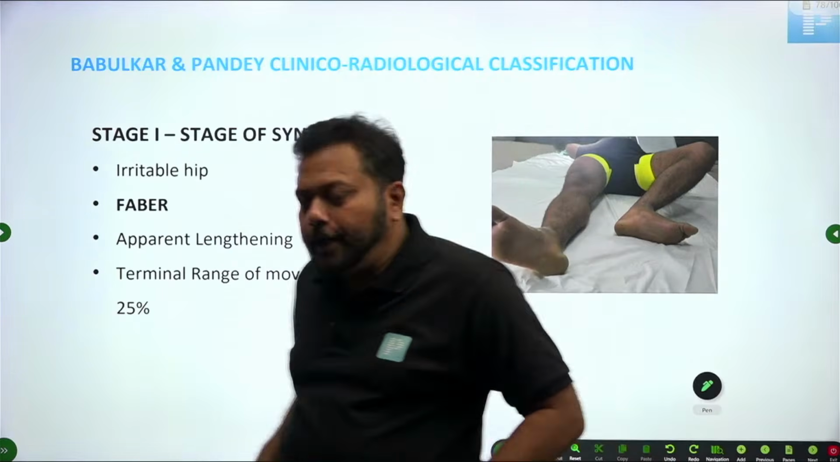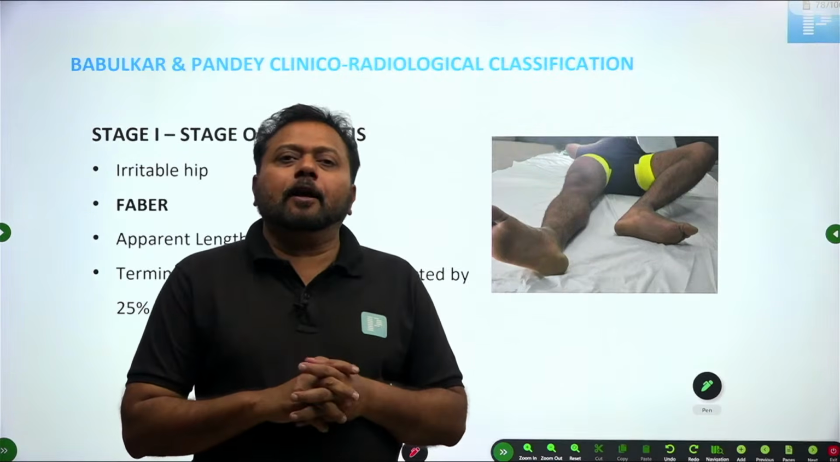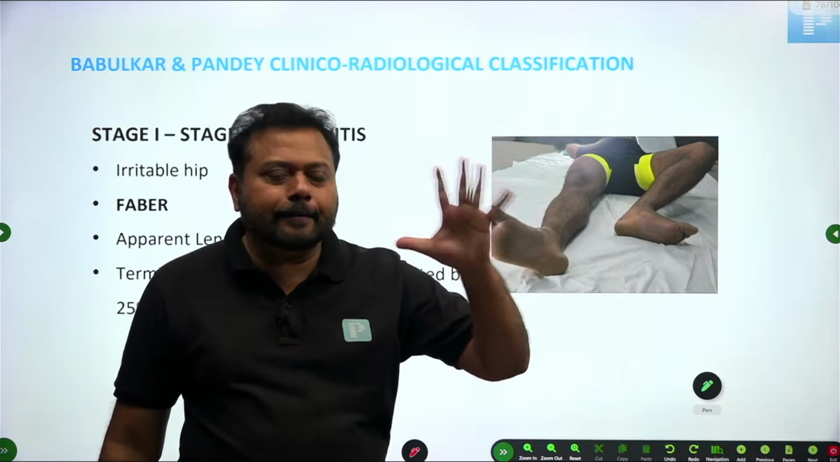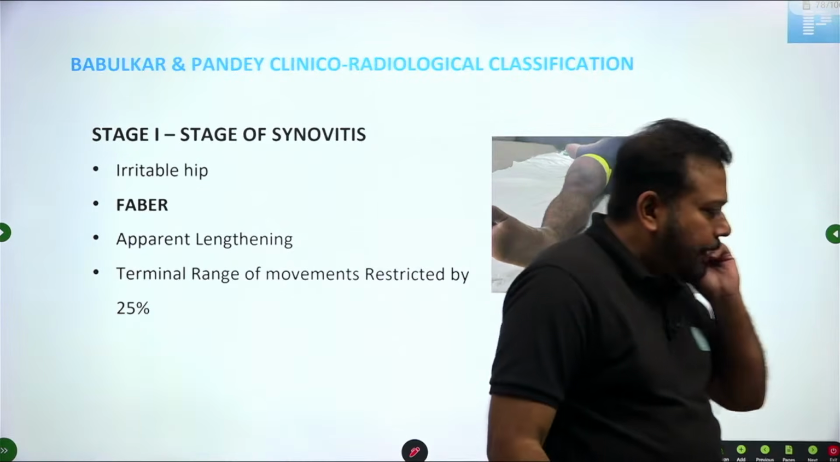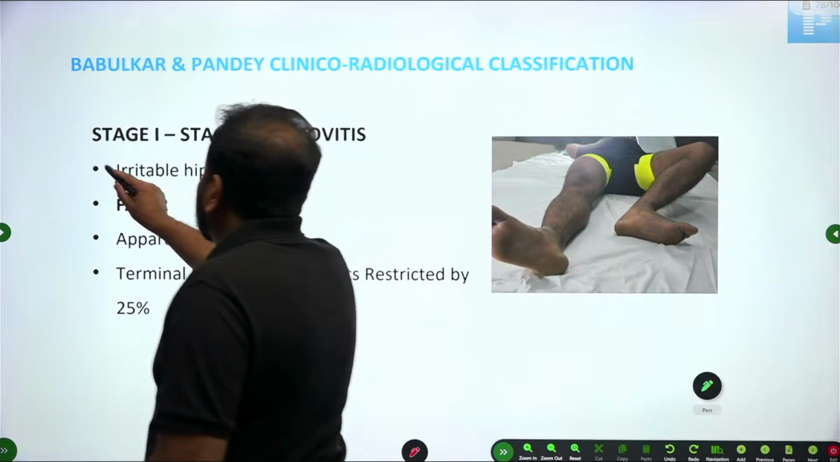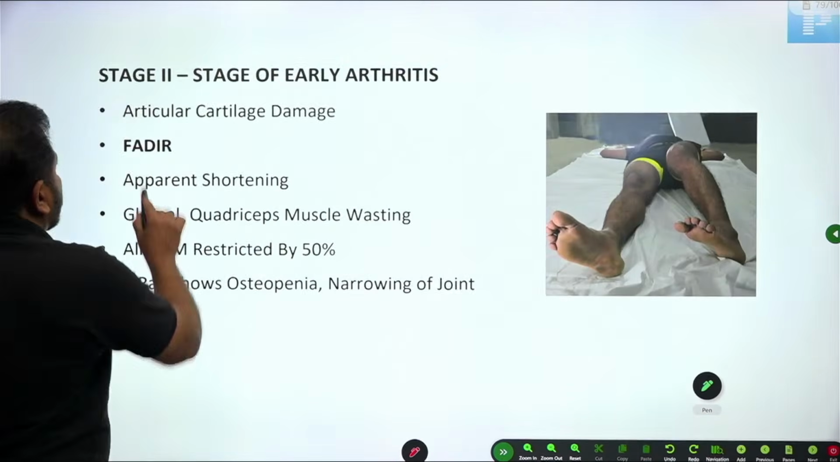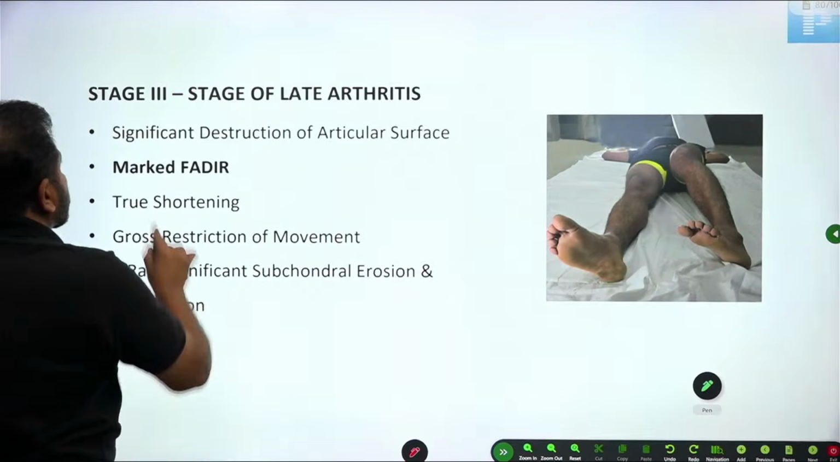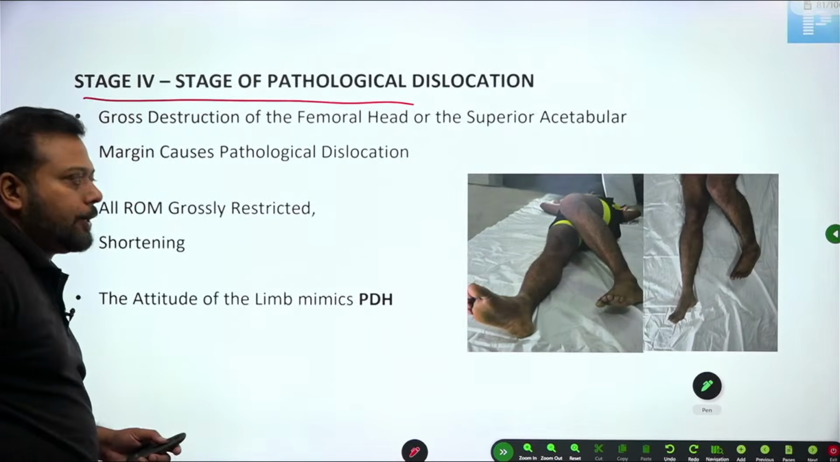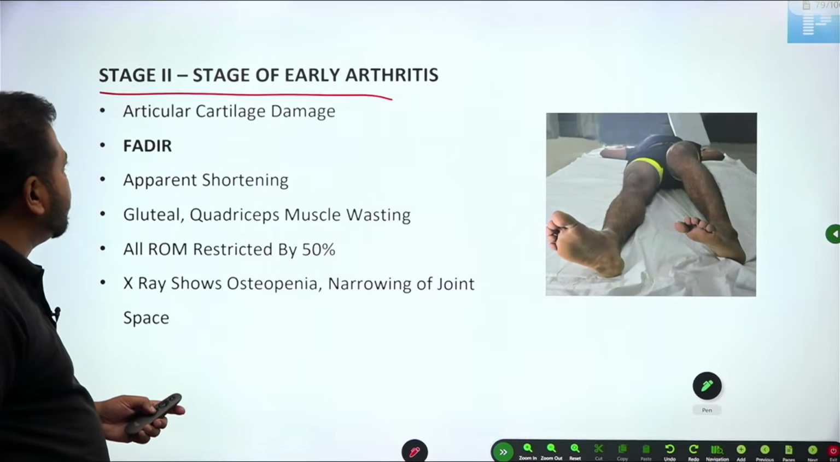In dislocation of the hip, they will give an image. They will ask you, what is this? FABER, we had seen, like that. They will give this and ask you what stage. Stage of synovitis, stage of early arthritis, stage of late arthritis, stage of pathological dislocation. Four stages are there.